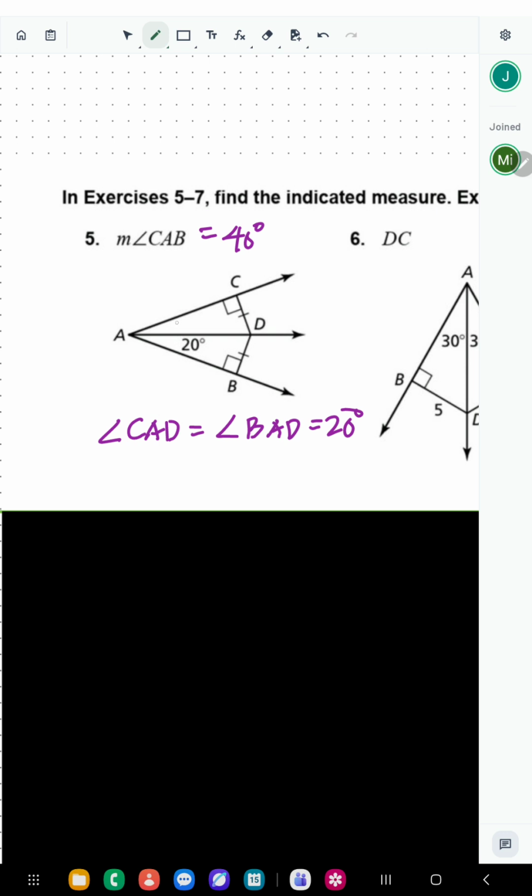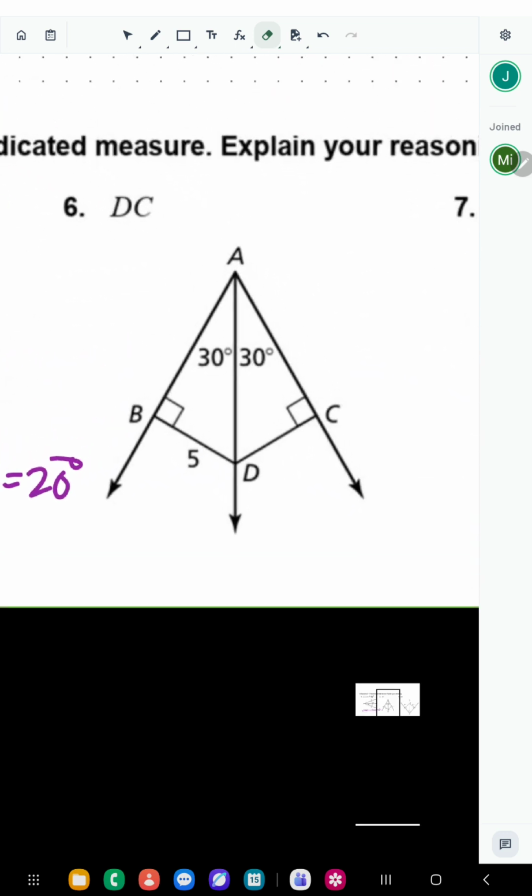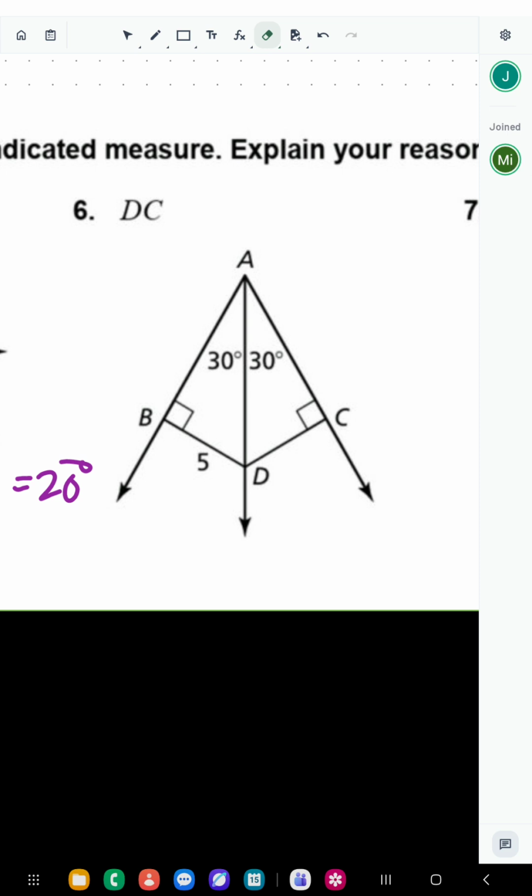Oh, you thought it was asking for CAD? It says CAB. Oh. Okay, next one. Next one is the same.